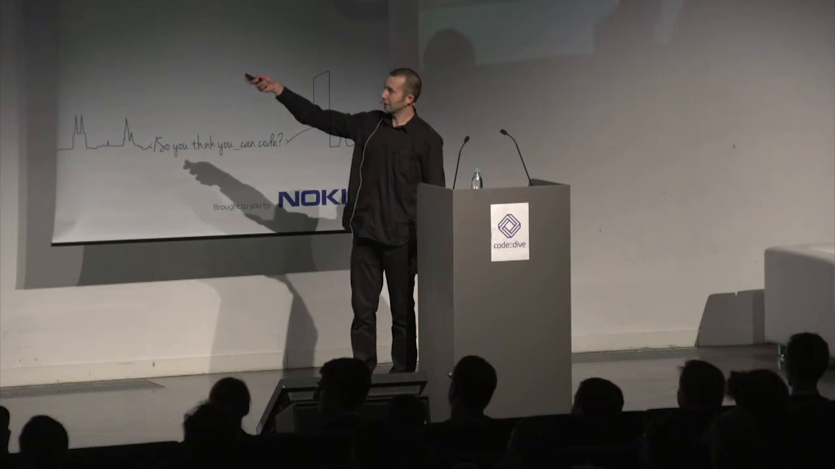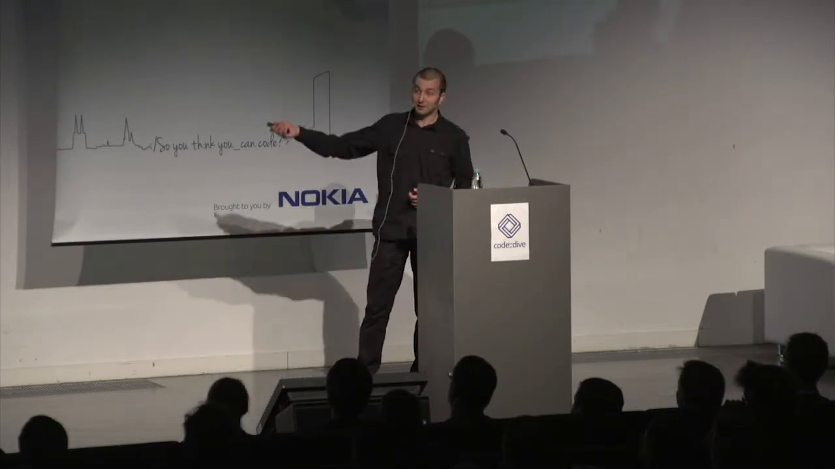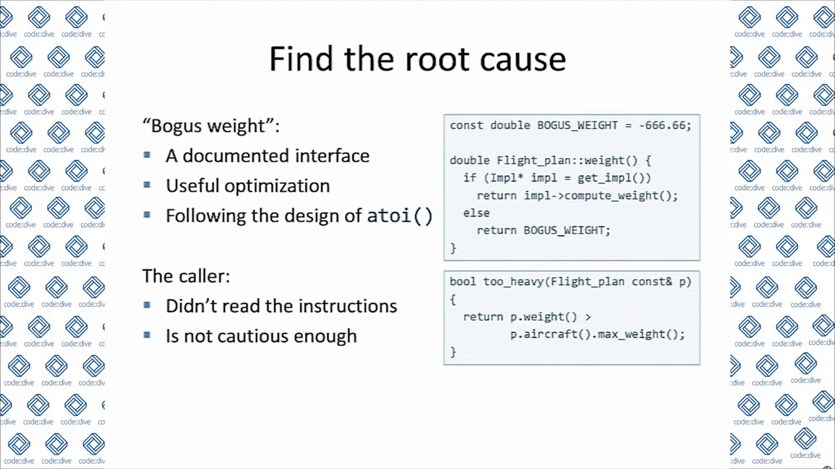And I'm not the first one to invent it, because even the standard library has a precedent for this. In atoi, when you get 0, it's either an invalid string on input, or it was 0 that we wanted to convert. You never know. My optimization is better because it's clear. If it's negative, it's a bogus weight. It's a database problem, so you should have checked it.